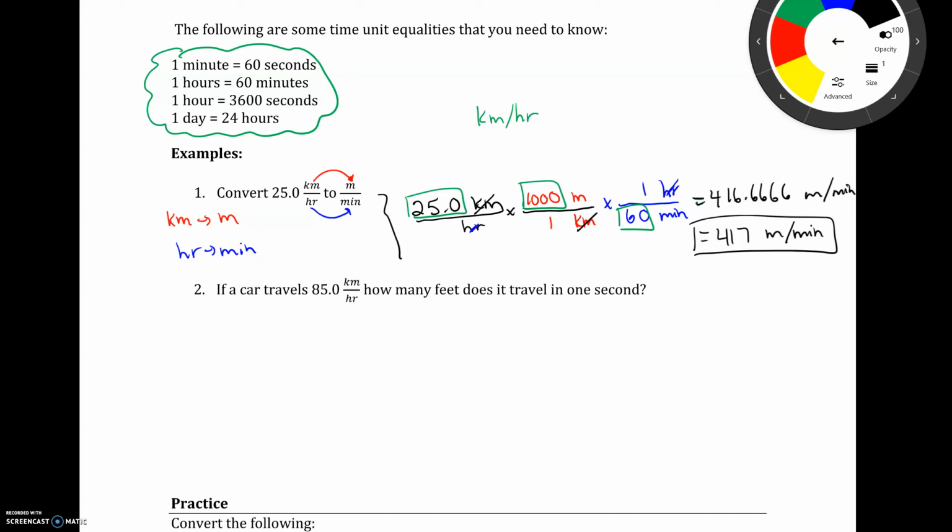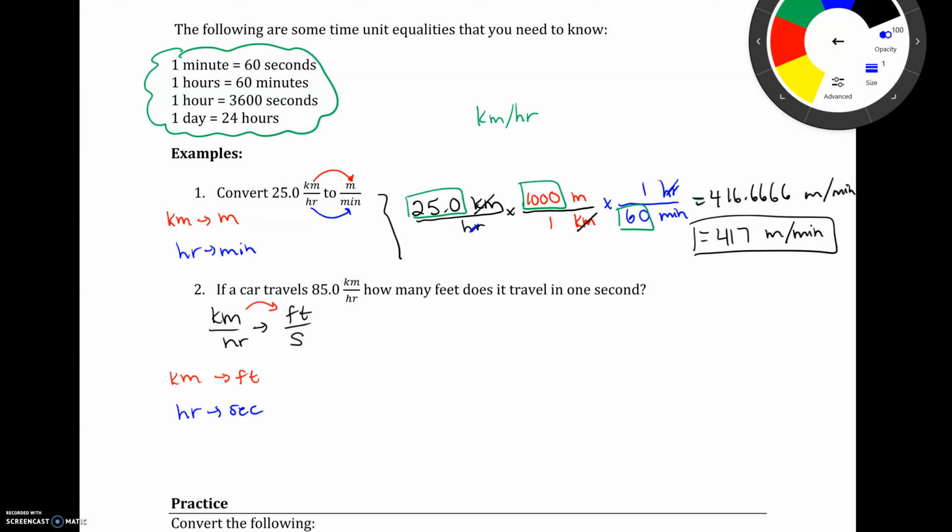Let's try out the next example. A car travels 85.0 kilometers per hour. How many feet does it travel in 1 second? So I'm going from kilometers per hour to feet per second. My distance measure is going from kilometers to feet, and my time unit is going from hours to seconds.